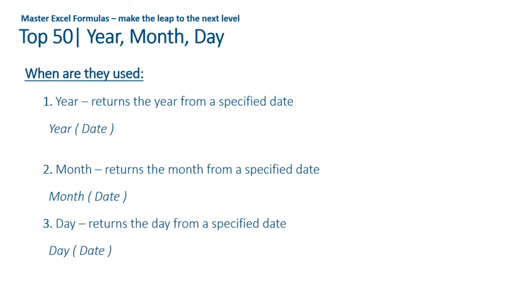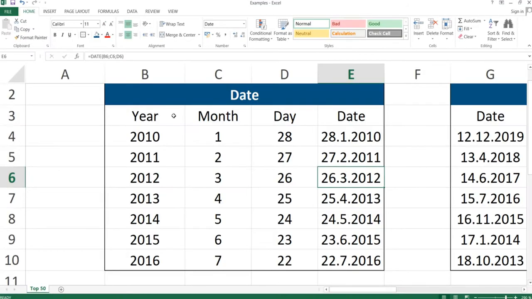The next set of formulas: year, month and day. This is basically a little bit the opposite of the date formula. So now the year will return the year from a specified date, the month will return the month, and the day will return the day. Okay, the structure is basically the same. So let me show you what I mean by that.